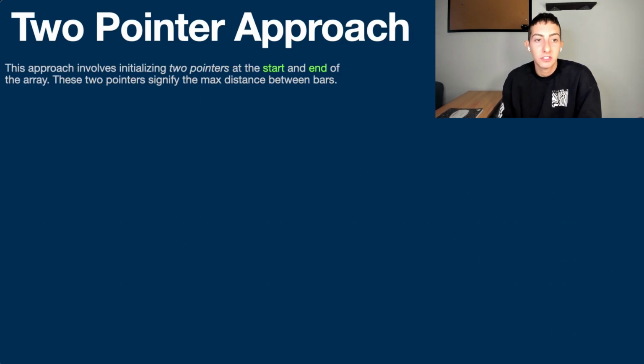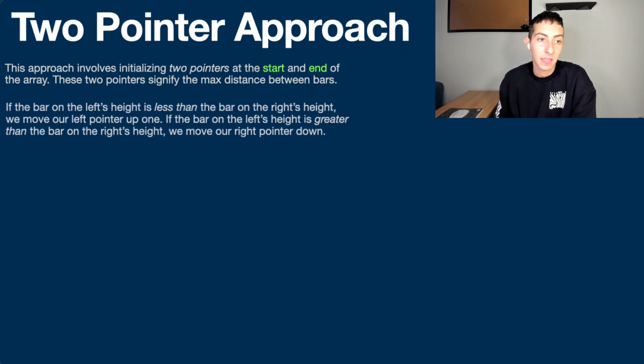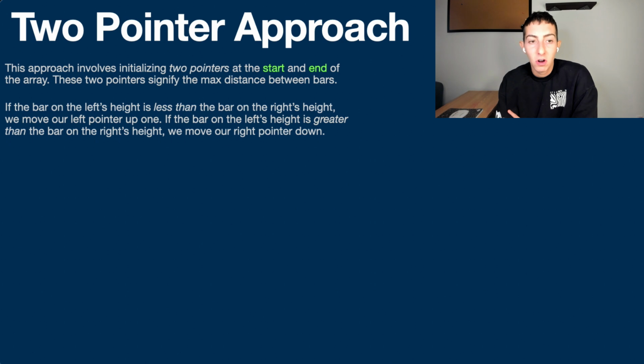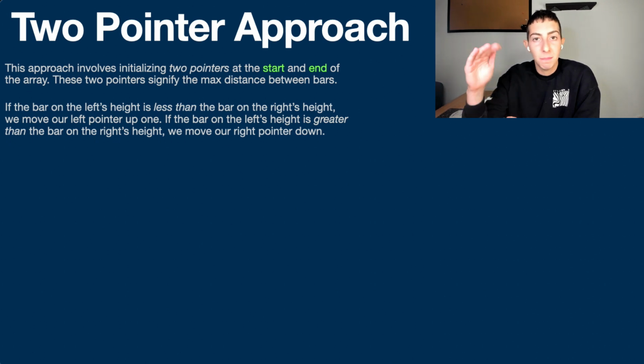So this approach involves initializing 2 pointers at the start and end of the array. These 2 pointers signify the max distance between the bars. So again, if you can imagine, you have pointer at bar 1, pointer at bar 2. That is the maximum width of a container. If the bar on the left's height is less than the bar on the right's height, we move our left pointer up 1. If the bar on the left's height is greater than the bar on the right's height, we move our right pointer down. So in this way, we maintain the largest width we can possibly get, and we find the bars that have the maximum minimum height of a bar to find the largest area that water can be in.